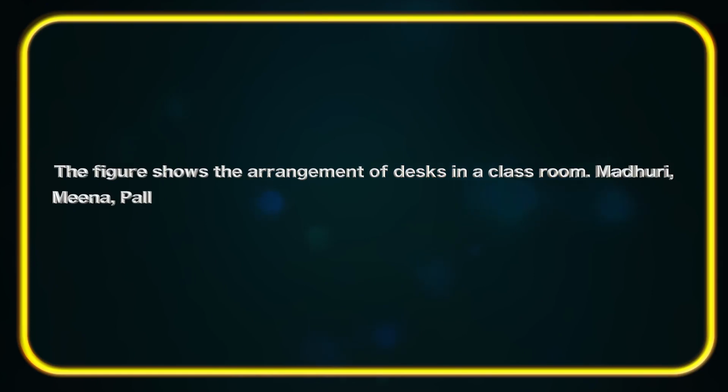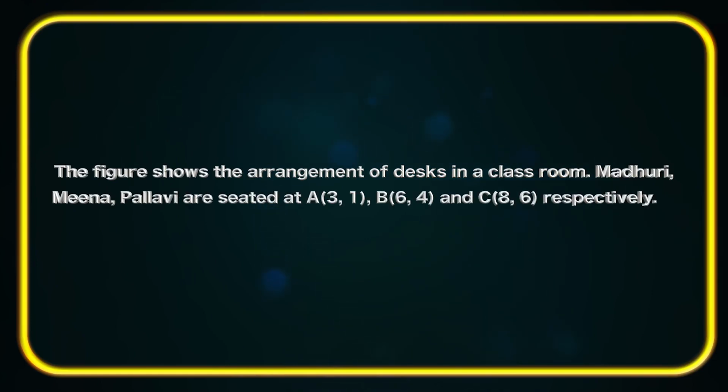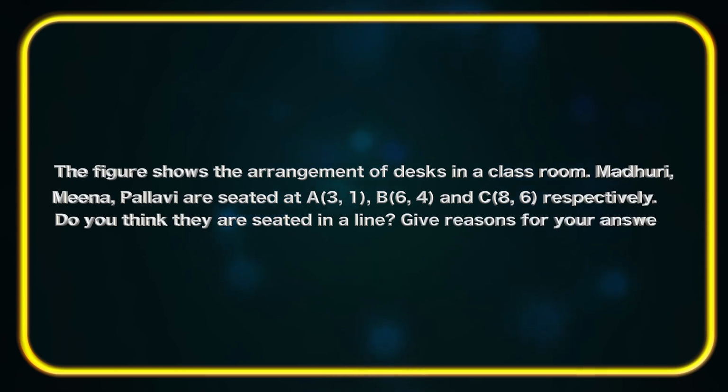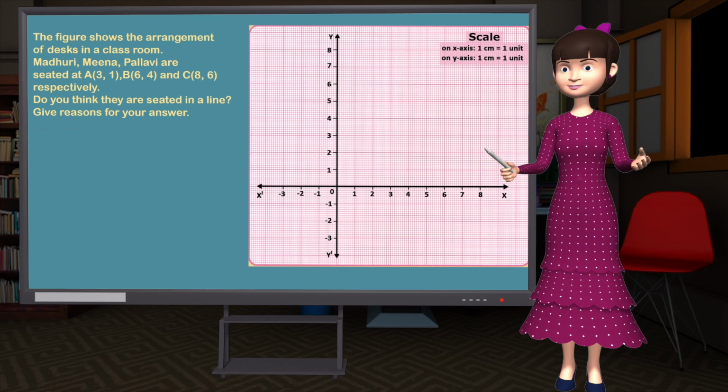The figure shows the arrangement of desks in the classroom. Madhuri, Meena and Pallavi are seated at A (3, 1), B (6, 4) and C (8, 6) respectively. Do you think they are seated in a line? Give reason for your answer.